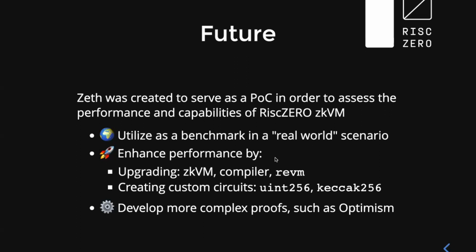Then creating more custom circuits would be another one. Two examples would be the 256-bit arithmetic that is heavily used, which is also something that we've done in the past, or something specific for the Ethereum hash function, which would definitely be the biggest improvement. And then also use Zeth as a building block to create more complex proofs of the entire blockchain, or of layer 2s, such as Optimism, for example.